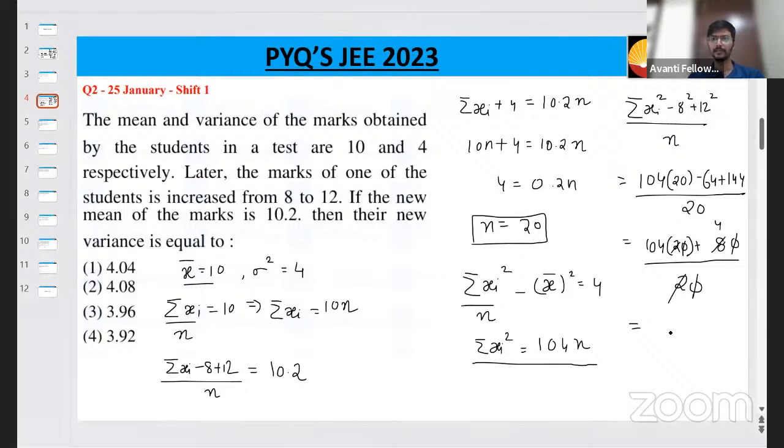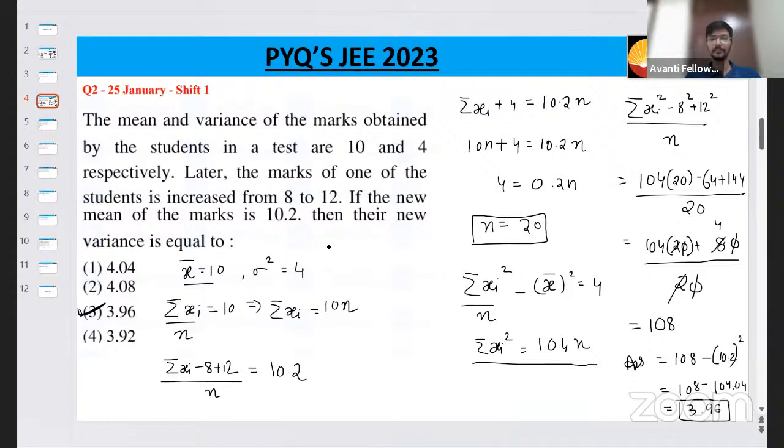This is the variance, right? So this we got as 104 plus 4, 108. Now to get the answer, we have to subtract from 108 the new mean, which is 10.2, whole square. 108 minus. What is 10 square? It is 100. 10.2 whole square is 104.04. Right? So what is 108 minus 104.04? It is 3.96. Correct? So my correct option is option number 3. Got it, guys? Let's move on to the next.